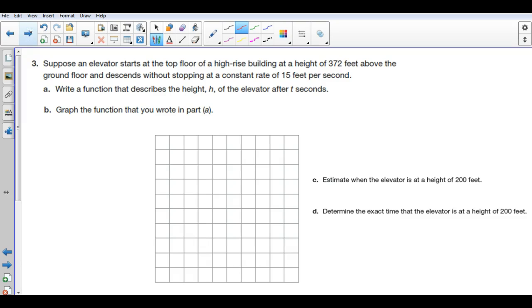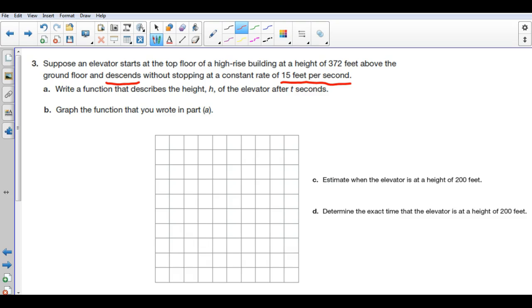Suppose an elevator starts at the top floor of a high-rise building at a height of 372 feet above the ground floor and descends, so it's going down, without stopping at a constant rate of 15 feet per second. Write a function that describes the height, which is h, of the elevator after t seconds.